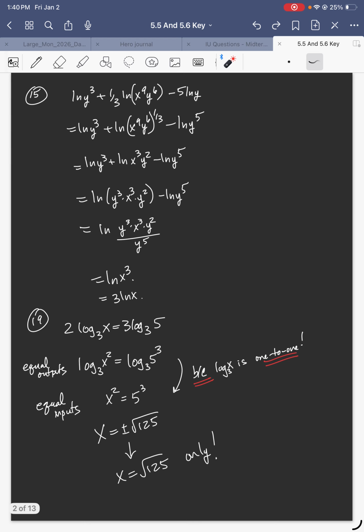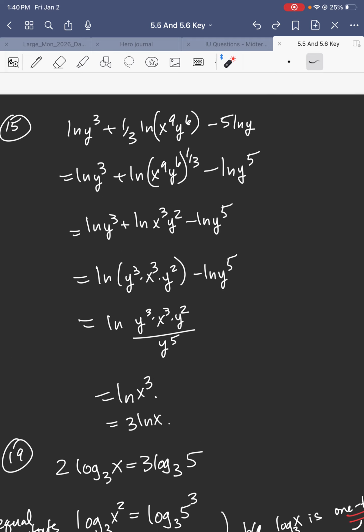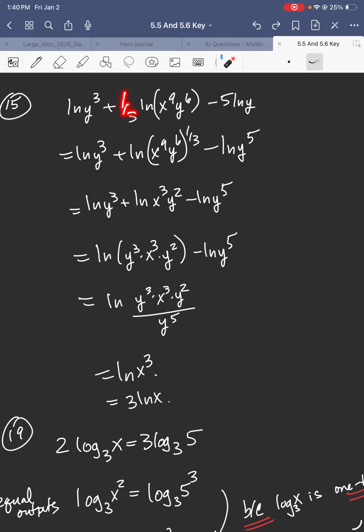Cool. 15, again, the idea of condensing into a single log. First, this 1/3 can come up as an exponent. If you have a times b to a power, that's the same thing as a to a power times b to a power. Notice that that only works for multiplying and dividing. It does not work for addition and subtraction.